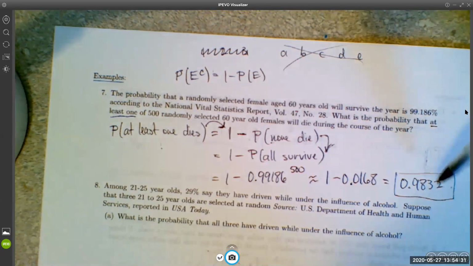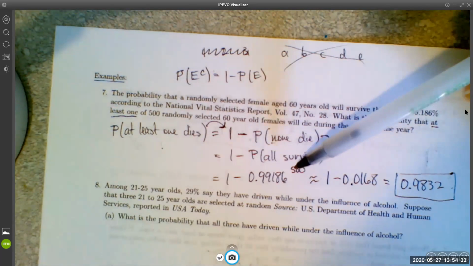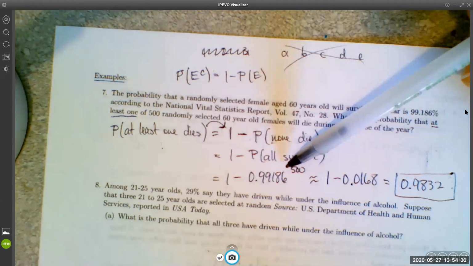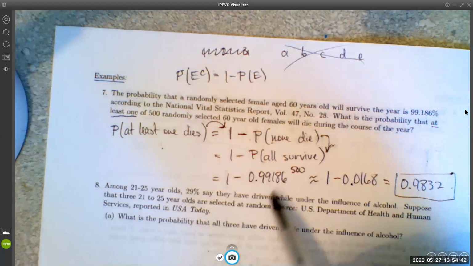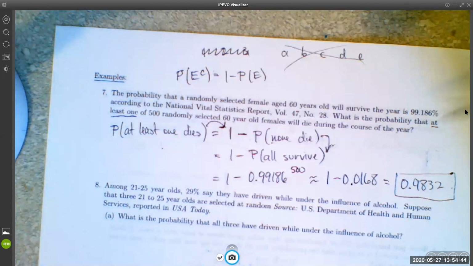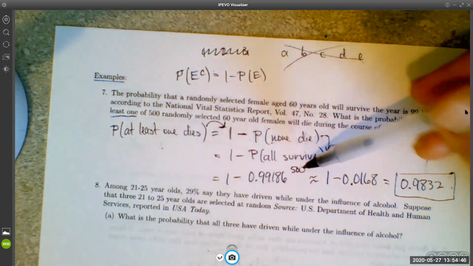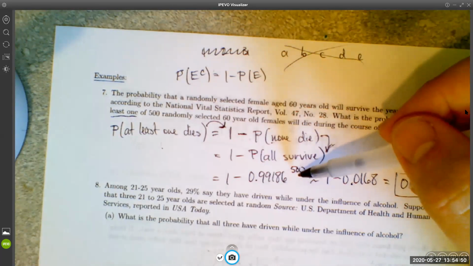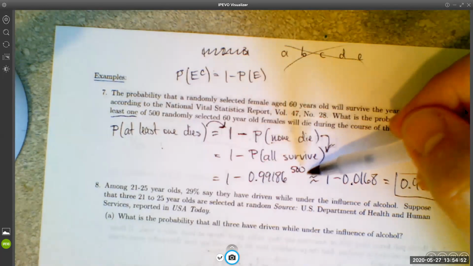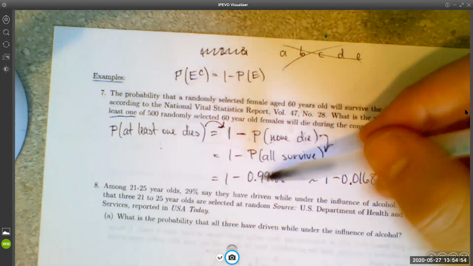One thing that I'll say, just as a general warning, is be careful with order of operations. If you punch this into your calculator as 1 minus 0.99186 and then hit enter and then raise that to the 500th power, you're going to get the wrong answer because you don't do subtraction first. You do exponents first, right? So use correct order of operations. Do the exponent first and then subtract.